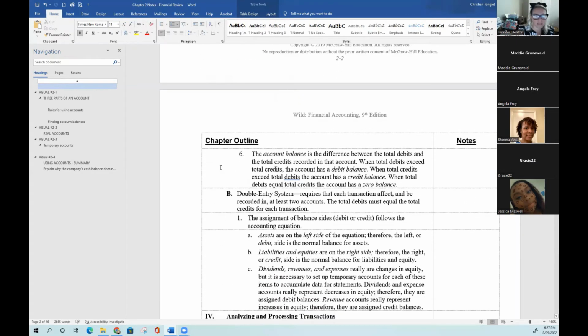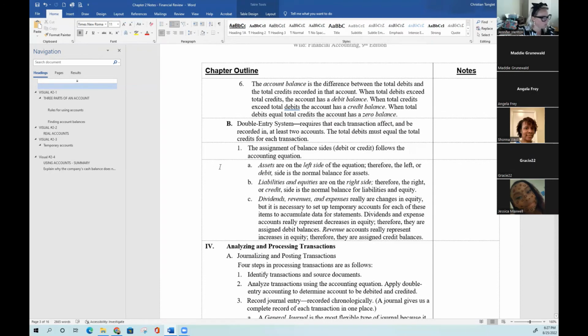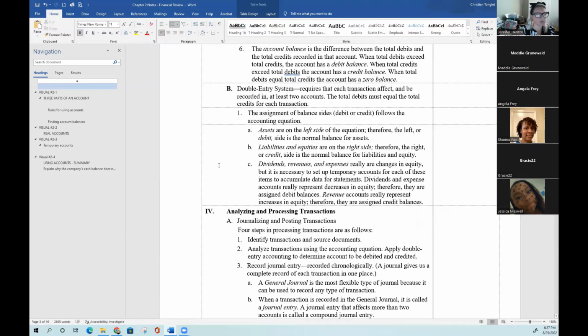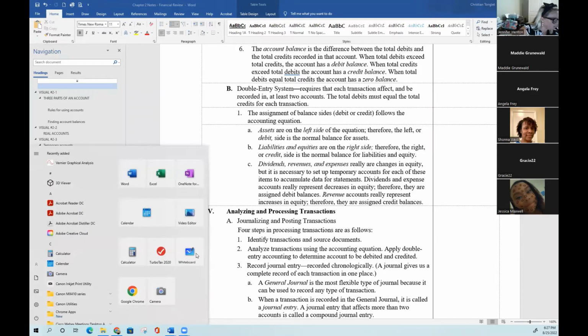There are also those T accounts. Hopefully you know how to do T accounts. Those are when we set up the little, let me open up, I'll show you what it looks like real quick.